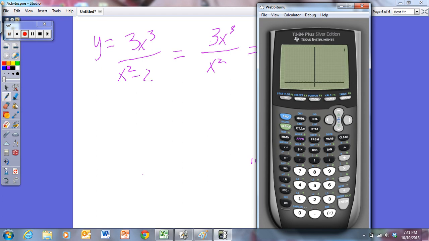Oh, hold on, I'm not at Zoom 6. Zoom 6. It's pretty funky looking. Why isn't that all that funky looking? 3x cubed over x squared minus 2. But we don't care really about what it looks like right here. All we can tell by this picture is that it doesn't really have a vertical asymptote. It does have a horizontal asymptote, remember.